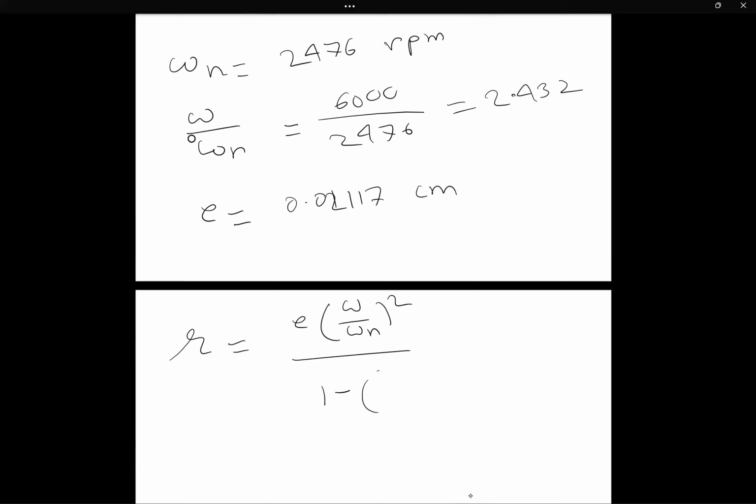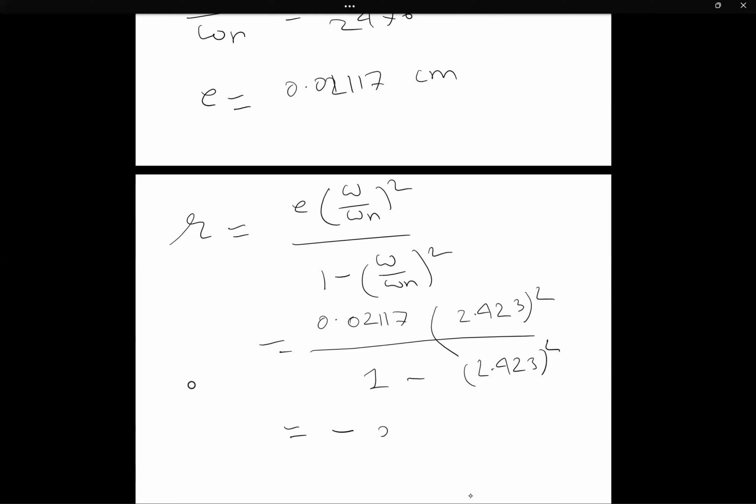minus omega n whole square, which we can write as 0.0217, 2.4023 whole square, 1 minus 2.423 whole square, minus 0.0252.